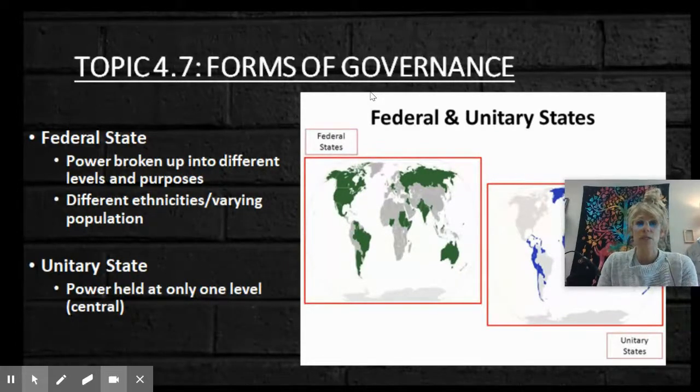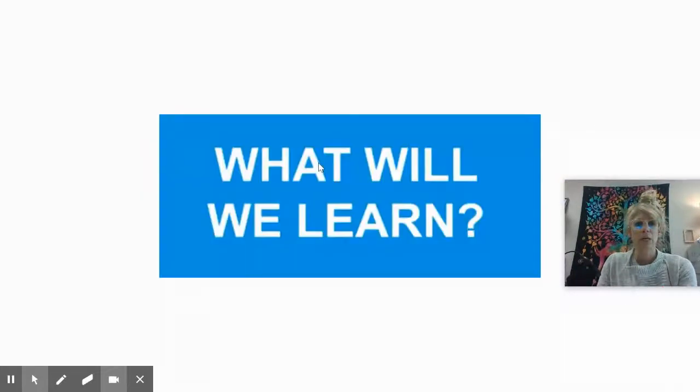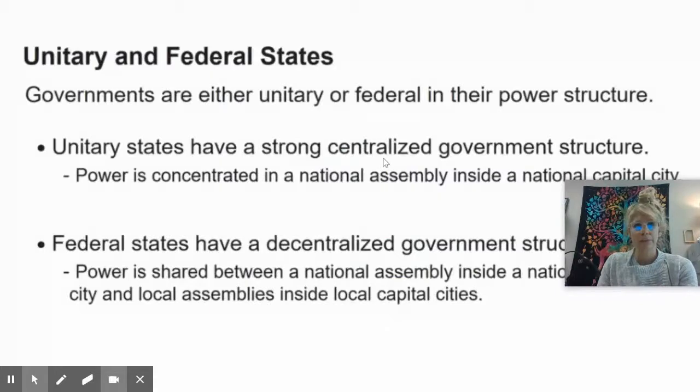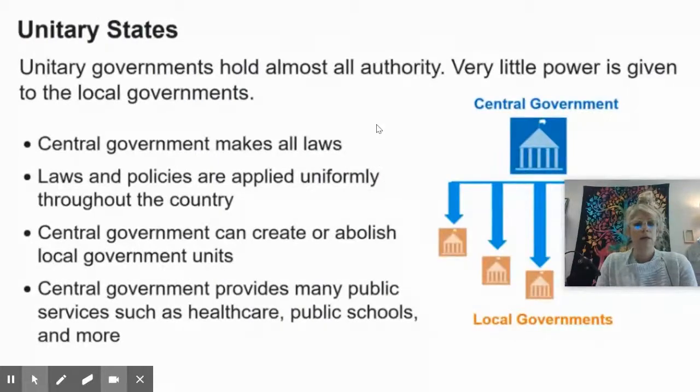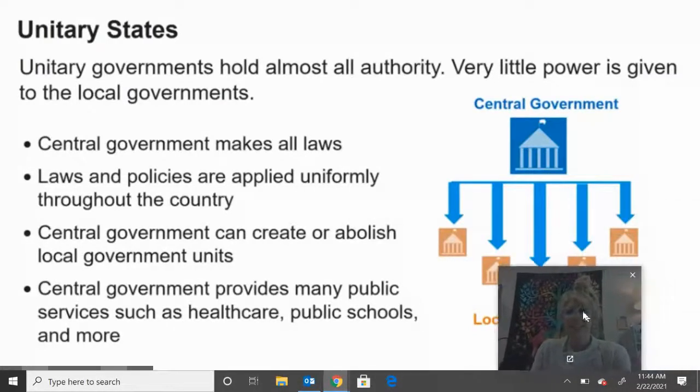I love this standard because it's really straightforward, and it's just two major concepts and talking about two different forms of government. You either have a federal or a unitary. We're going to start with unitary. So unitary, I'm going to move my box here so you can kind of see this.